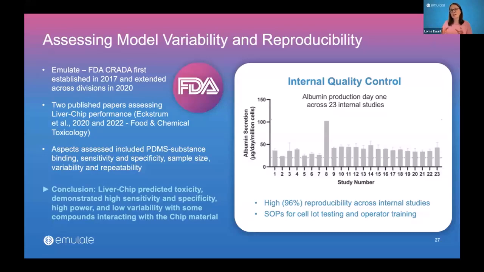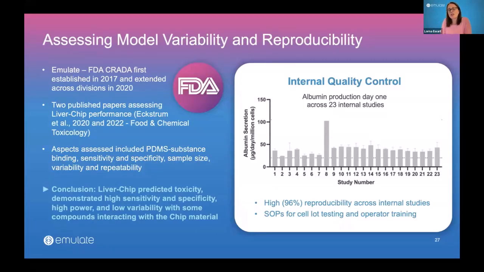Scientists can be trained to run and find similar data as we've just reported out. To back this up, we've been following one of our hepatocyte donors over the last 18 months. We've performed 23 different internal studies with this donor.